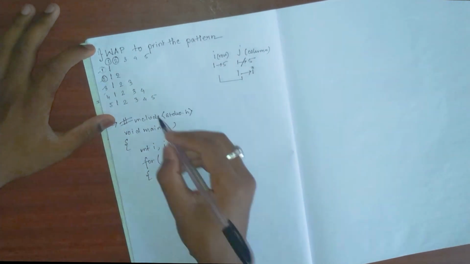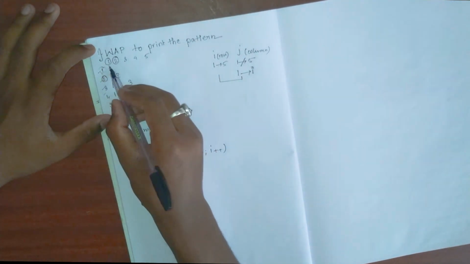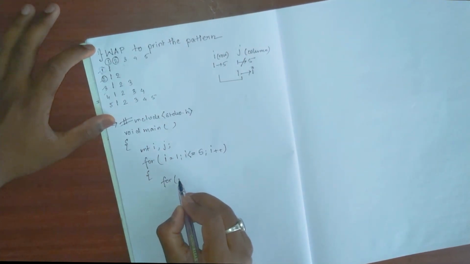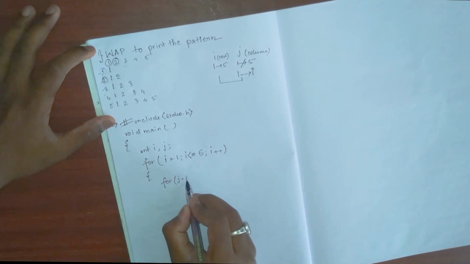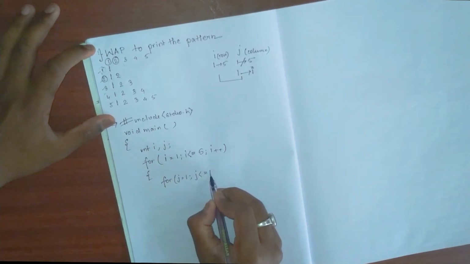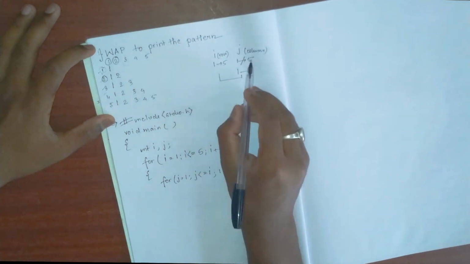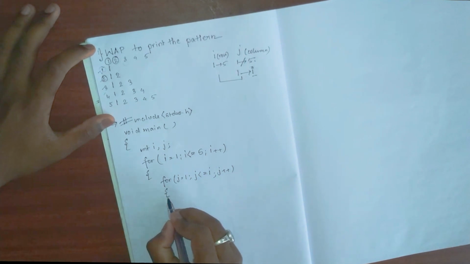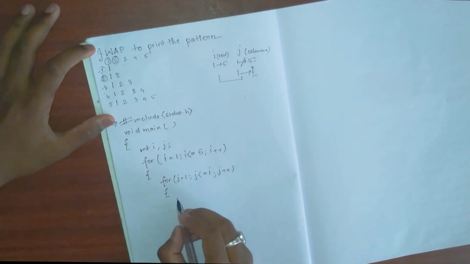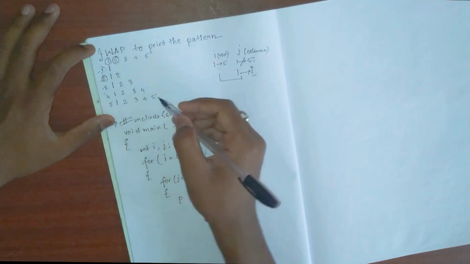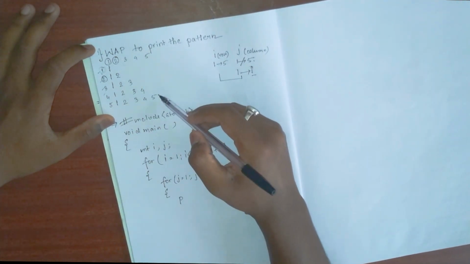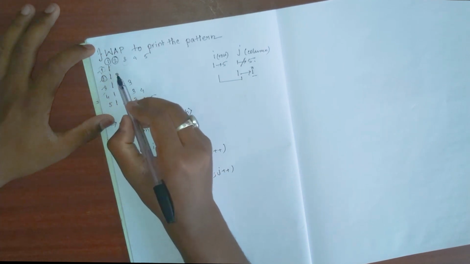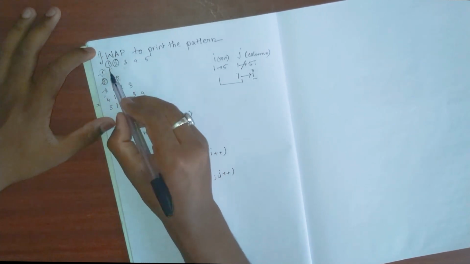Then after i, which will be a row, we have to check for columns. So we will write the loop for j equals 1, j smaller than or equal to i, because j depends on i, j plus plus. Then we have to print the following pattern. From this pattern you can understand that the number being printed is none other than the value of the column, which is j.